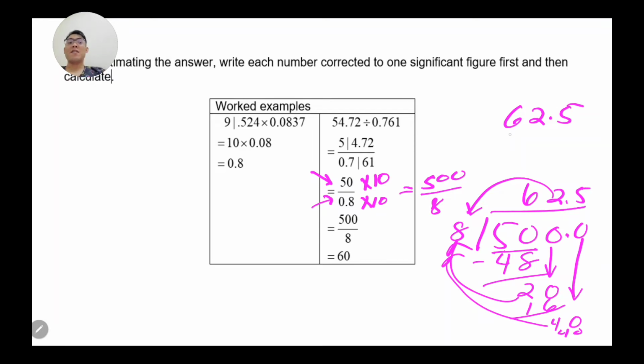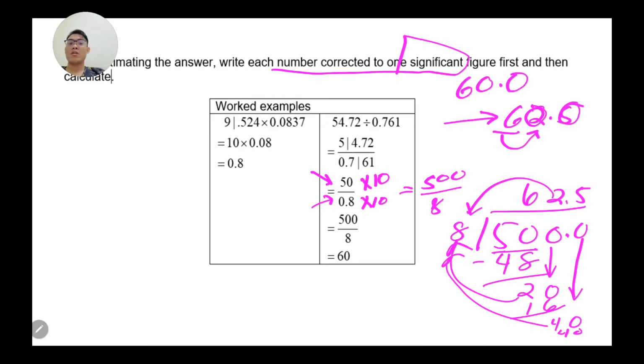It has 3 significant figures for the final answer, because our condition here is to write each number into one significant figure. That includes the answer. Okay, so 62.5 will become 60 because our first significant figure is 6, and the next number after 6 is 2, and 2 is less than 5. So that means your 6 will remain 6 and the rest will become 0. So our answer there should be 60.0. 60.0 has 3 significant figures, correct? 1, 2, 3. So you only have to make it into one significant figure, which is equal to 60.